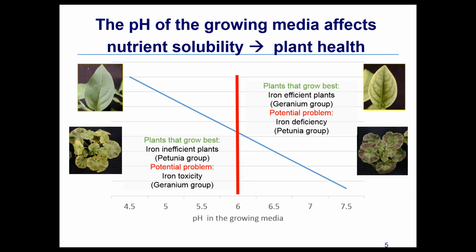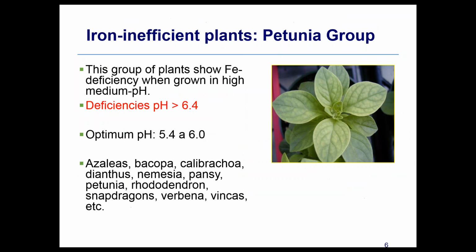And then if we look at the other side of that spectrum, we can also see that the plants that grow best will be the iron efficient plants, because they don't like to have a lot of iron in the roots. Again, this is the geranium group. And the potential problem is if we are growing crops in the petunia group, they will be prone to iron deficiency at that pH. So again, think about how those two groups are on a different spectrum and how their needs are different across the pH spectrum.